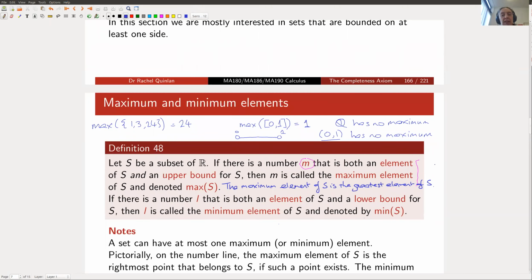So a couple of remarks. A set can have at most one maximum element. And I guess that is a sensible statement. If you look at it geometrically, the maximum element is the rightmost element. If there is a rightmost element, you can't have two of those.